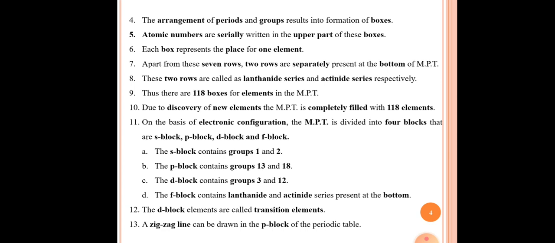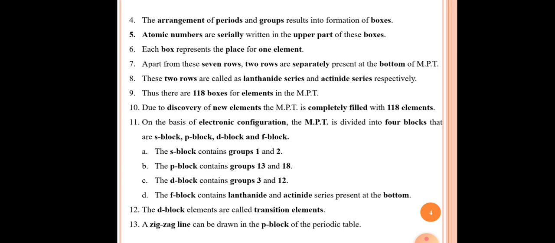The seventh point is, apart from these 7 rows, 2 rows are separately present at the bottom of the modern periodic table. In the modern periodic table, 7 horizontal rows or 7 periods are present, and apart from these, there are 2 rows at the bottom. Our next point is, these 2 rows are called the lanthanide series and actinide series respectively.